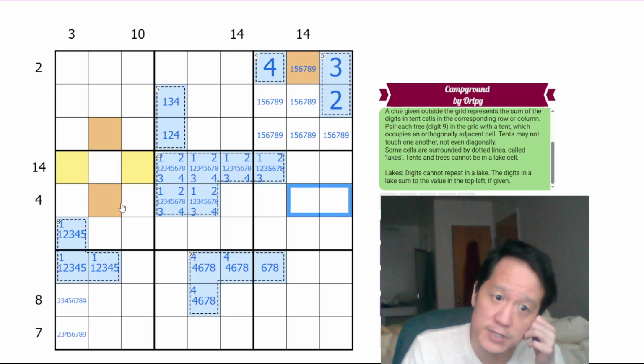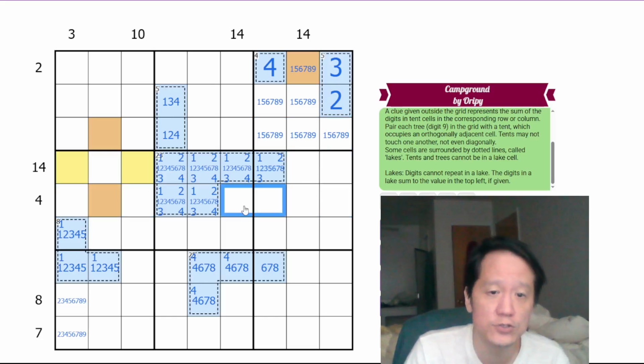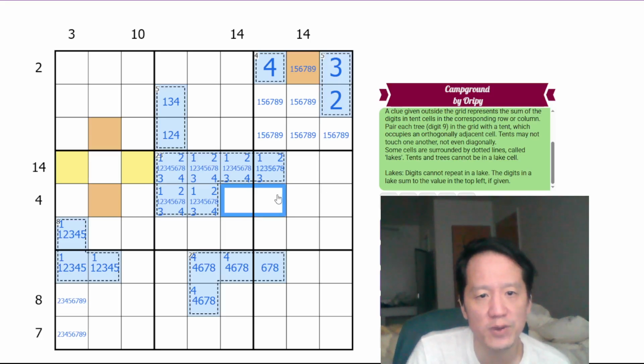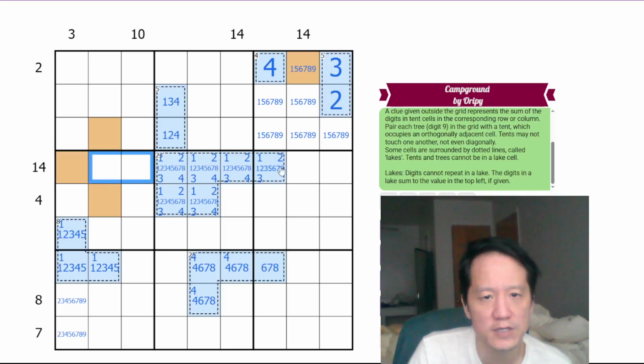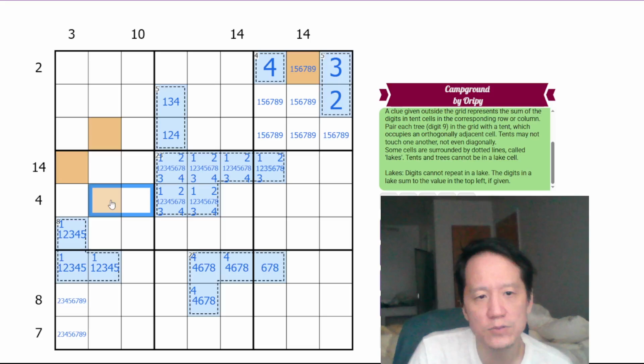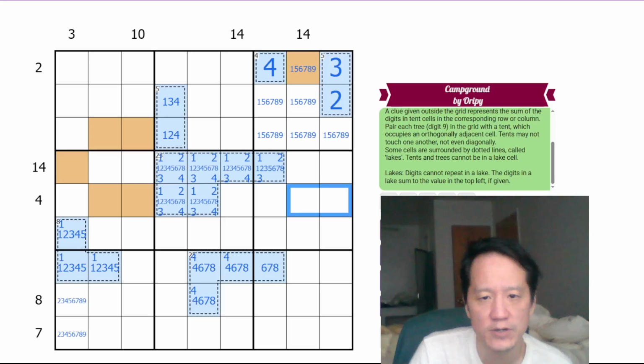Well, this can't be a tent. These can't be tents. One of these 2 must be a tent, but neither of them can be 4. So therefore, this is a contradiction. So this can never be a tent. One of these 2 must be a tent. One of these 2 must be a tent. Again, so these 2 cannot be tents because they can't be next to other tents, and they would be next to one of these tents, which has to be a tent, and same here. These can't be tents, and these can't be tents, because they would be next to those other tents.